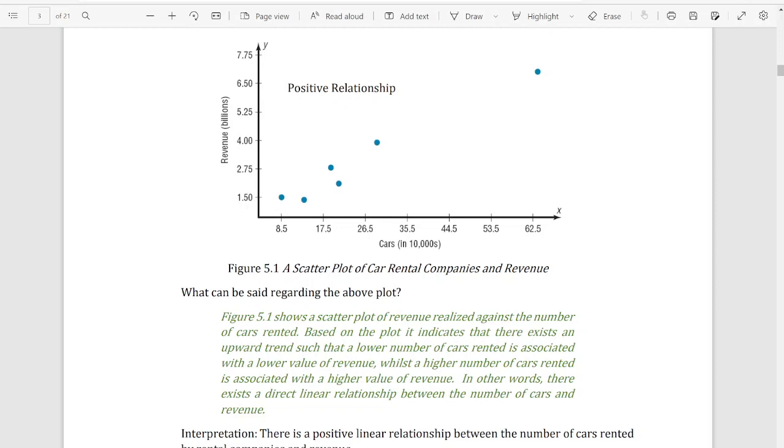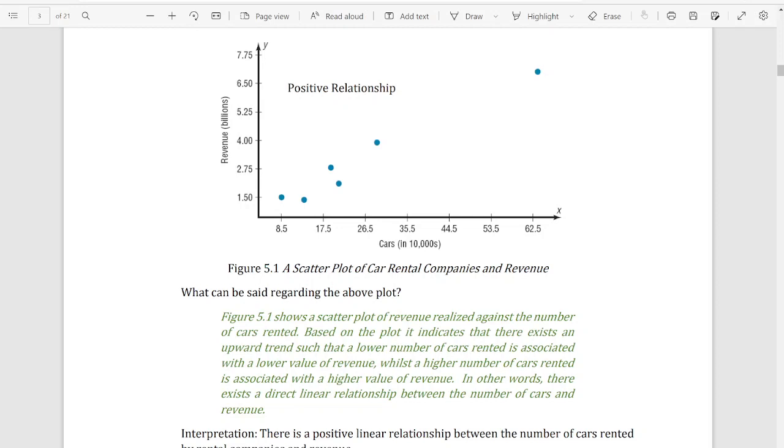graph. Okay. So figure 5.1 shows a scatter plot of revenue realized against the number of cars rented. Based on the plot, it indicates that there exists an upward trend such that a lower number of cars rented is associated with a lower value of revenue, whilst a higher number of cars rented is associated with a higher value of revenue. In other words, there exists a direct linear relationship between the number of cars and revenue.